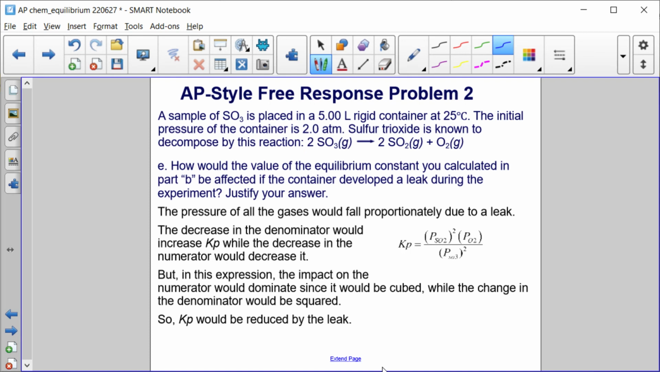decrease Kp. But in this expression, the impact on the numerator would dominate. Why? Because on the top we have a cubed term, we have a square times another value, while the change in the denominator would be squared. So in other words, the change is higher, the impact in the numerator is greater. So if that pressure decreases, then Kp would be reduced by the leak.